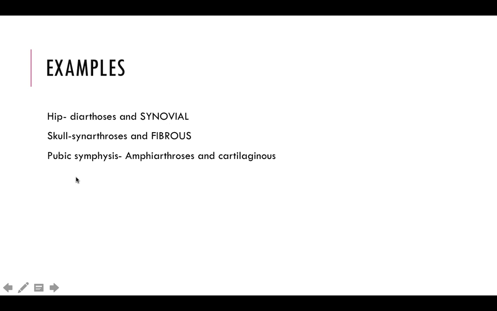The pubic symphysis, or again, our back, is going to be an amphiarthroses, meaning that it's kind of movable. It's also going to be cartilaginous. The pubic symphysis has that fibrocartilage connective tissue as well as the cartilage in your back. So they are slightly movable. We don't want them to be fully movable, but we don't want them to be immovable.